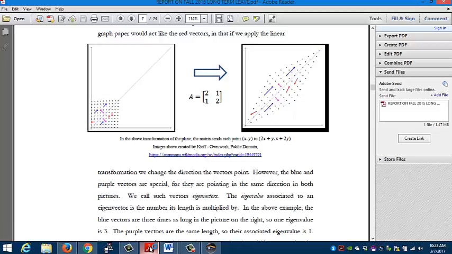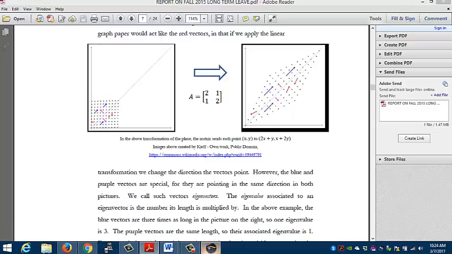What happens if I take this matrix 2, 1, 1, 2 and multiply by 1, 1? I get 3, 3. You see that? So these blue vectors get mapped to something that's pointing in the same direction. And what's the eigenvalue corresponding to that eigenvector? 3. Okay. So I think this gives you maybe an idea of what these things are graphically. Okay?